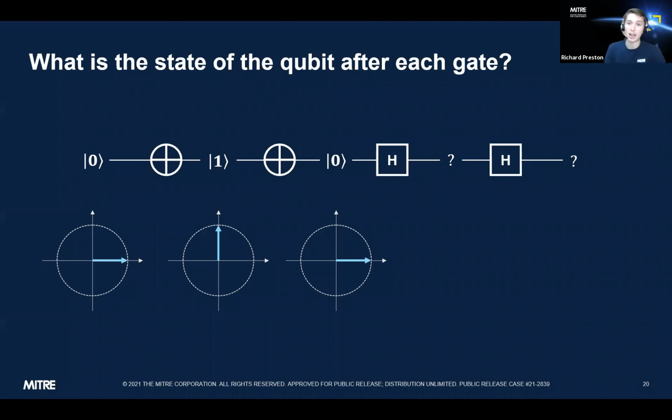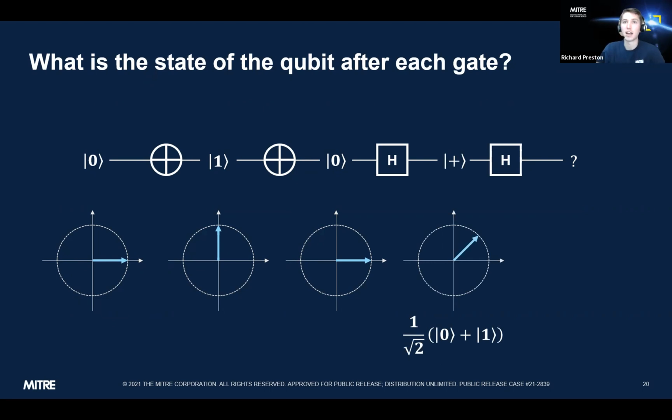Now we're going to apply the H, or Hadamard, gate. And now what do we get? Maybe you don't remember. Plus, yes, it's technically this plus state. But if you actually write out the whole state vector, it's 1/√2 (|0⟩ + |1⟩). Because remember, it's 50% 0 and 50% 1 when you measure it. And then if we apply H again, it brings us back to 0.